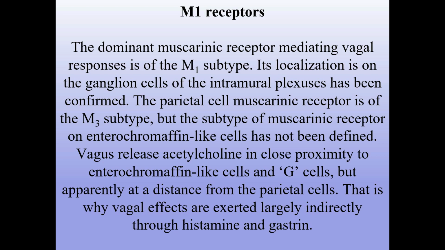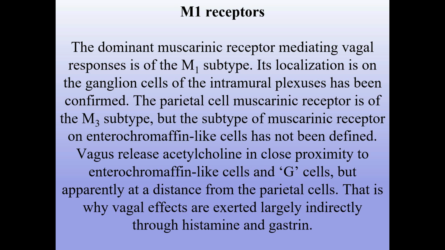M1 receptors. The dominant muscarinic receptor mediating vagal responses is the M1 subtype. Its localization on the ganglion cells of the intramural plexuses has been confirmed. The parietal cell's muscarinic receptor is of the M3 subtype, but the subtype of muscarinic receptor on enterochromaffin-like cells has not been defined.